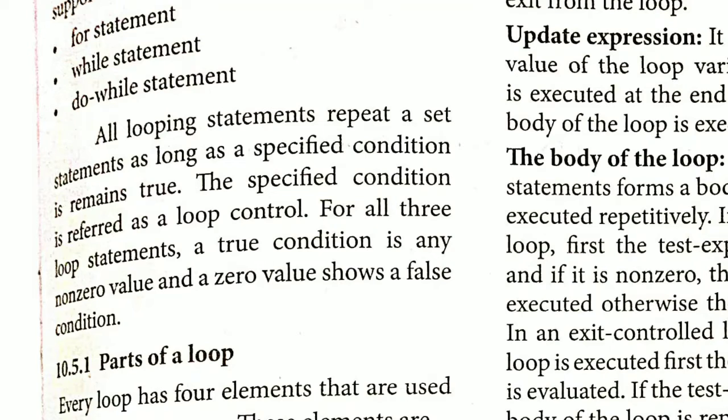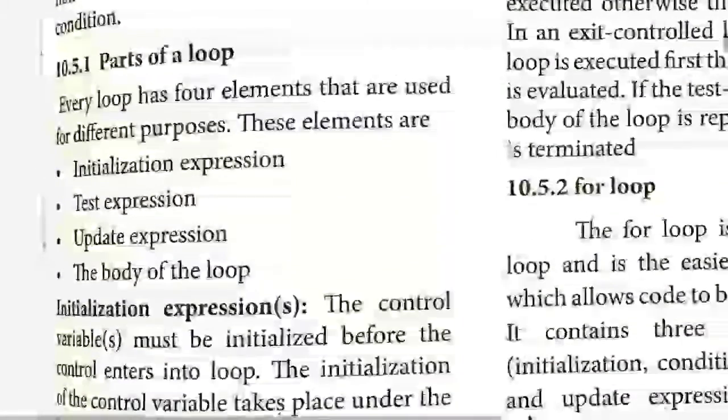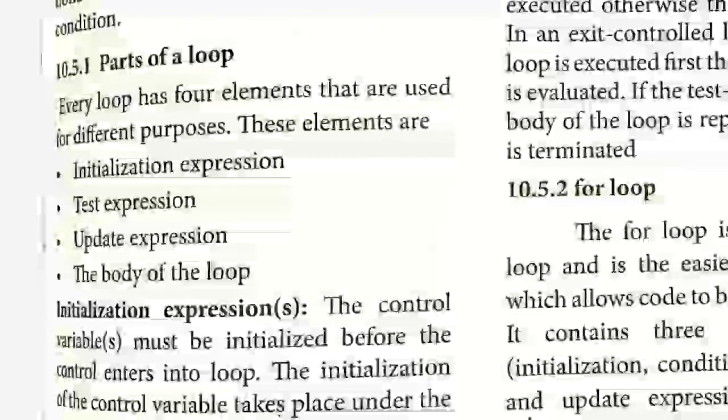Okay, so in all the three looping statements, there is a common thing which is known as loop control, which is a test condition. If the condition is true, then this condition will have the result as any non-zero value. If the condition is false, then it is zero. Okay, so we'll move on to the next part, parts of a looping statement. Commonly in all the above three looping statements, like for, while, and do while, you can find all four parts here: initialization expression, test expression, update expression, and the body of the loop.